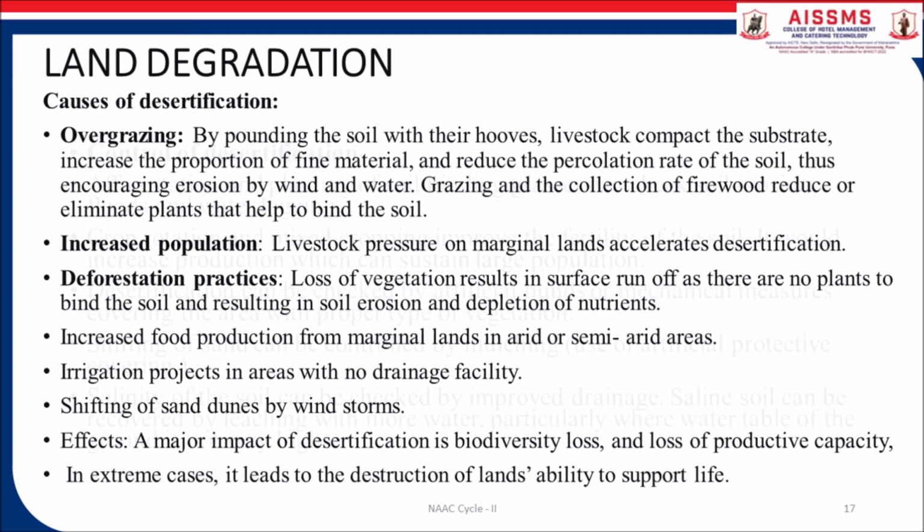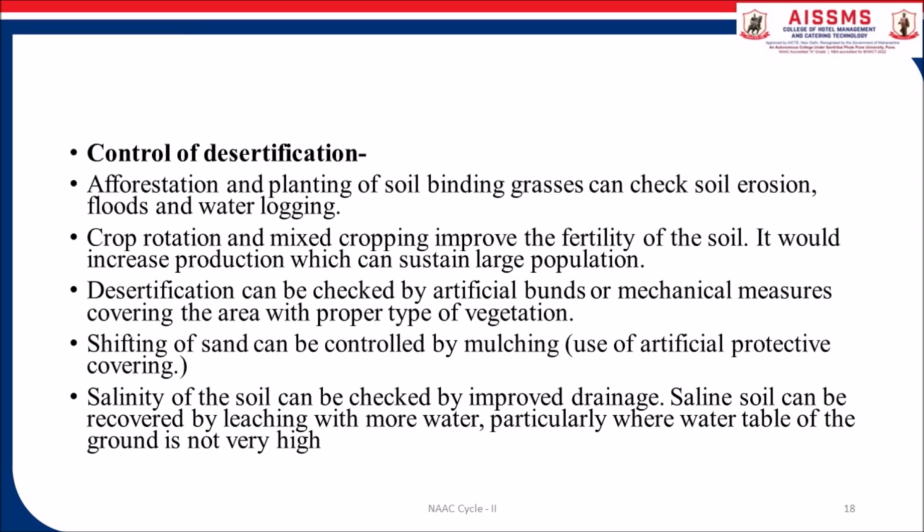How to control desertification? Afforestation and planting of soil-binding grasses can check soil erosion, floods and water logging. Crop rotation and mixed crops improve the fertility of the soil. It could increase production which can sustain a large population. Desertification can be checked by artificial bunds or mechanical measures, covering that area with the proper type of vegetation.